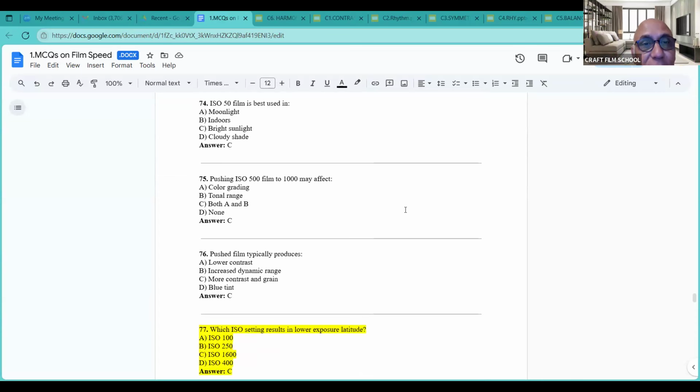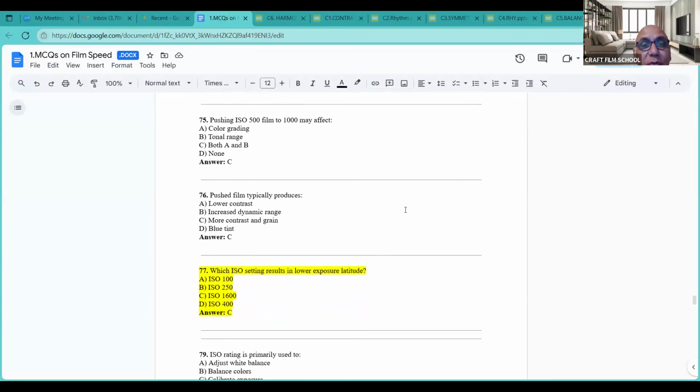Okay. ISO 50 film is best used in, very tricky question, which means fine grain film. Fine grain film cannot be used in the moonlight because moonlight is a low light condition. Indoor is also a low light condition. Bright sunlight, yes, because you need more light to capture at a slower speed. Cloudy shade, no. Even for cloudy shade, you need at least 100 ASA, not 50 ASA. You can shoot it, but then you will not get the f16 or f11 kind of aperture. You will get f8 or maybe 5.6.